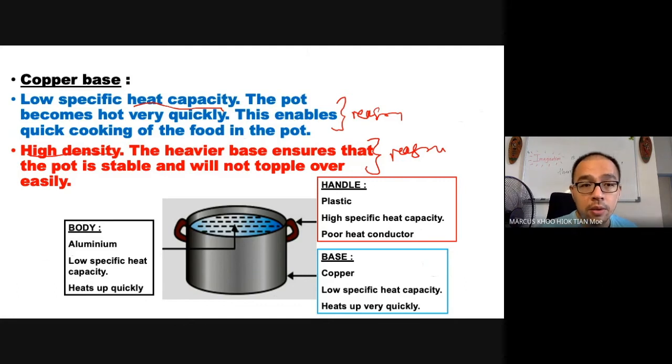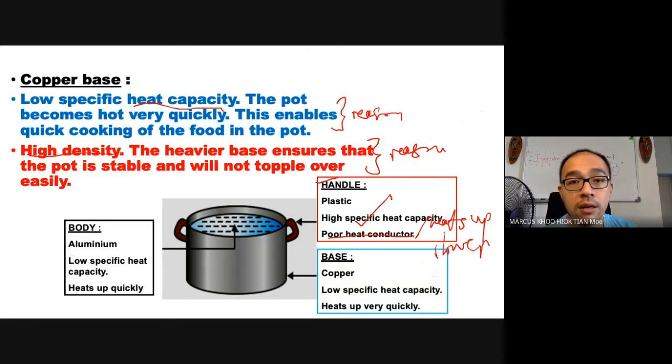Okay, now look at the body. Look at the handle. Okay, the next part is the handle. The handle will have a high specific heat capacity, so that it is a poor heat conductor. It heats up slower, and that's what we want.